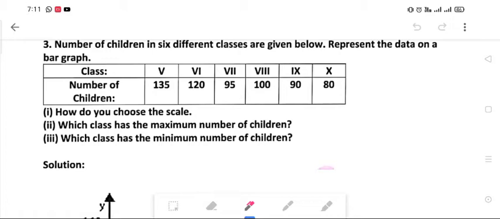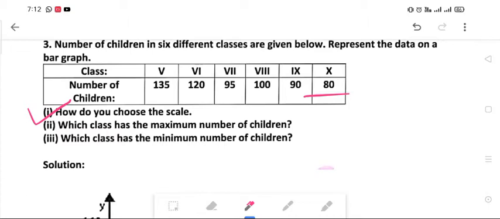Okay, so here we can see that the classes are given: class 5, class 6, class 7, class 8, class 9 and class 10. The number of children in class 5 is 135, in class 6 is 120, in class 7 is 95, in class 8 is 100, in class 9 is 90, and the last, in class 10, is 80. Okay, and the first question says, how do you choose the scale?